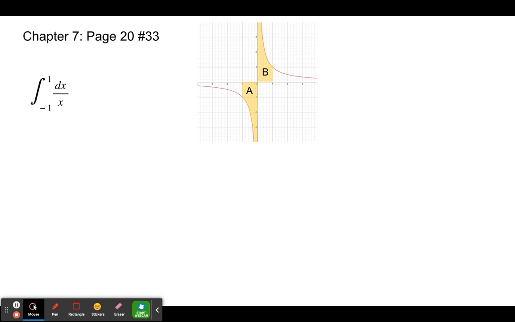So in order to solve this problem, we're going to need to split up the integral into two areas. And as you can see on the graph, I labeled this as A and B. To write it out, region A is the integral from -1 to 0, and region B is the integral from 0 to 1. Also, we're going to need to set up an improper integral. So we'll start with region B first.